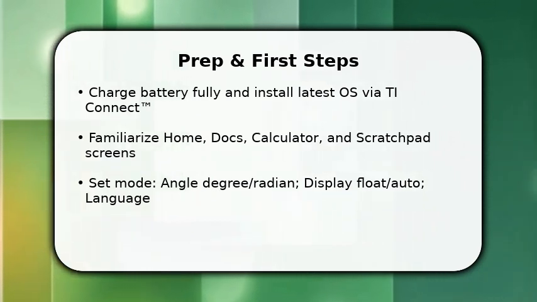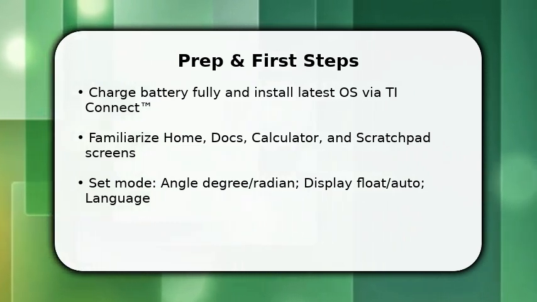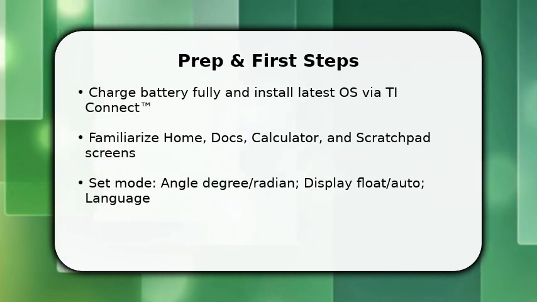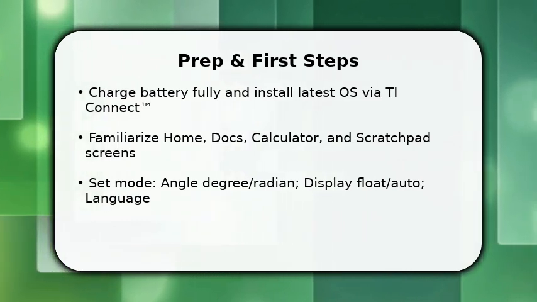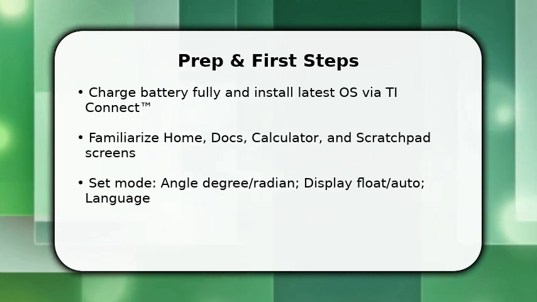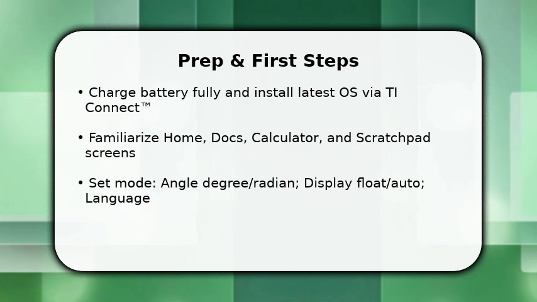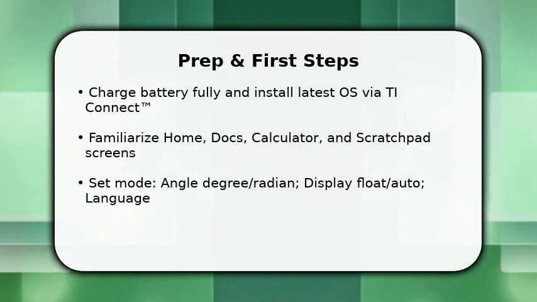Now set mode, choose degrees or radians depending on your class, and set numerical format to auto or float to avoid unexpected notation. Make sure to back up a blank document. This gives you a safe place to create your first problem workspace. You create a new document and immediately add a calculator page and a graphs page to link work.